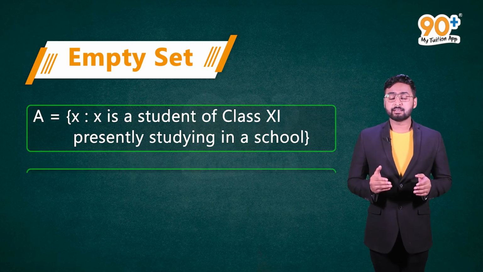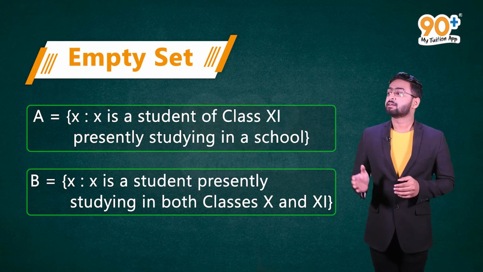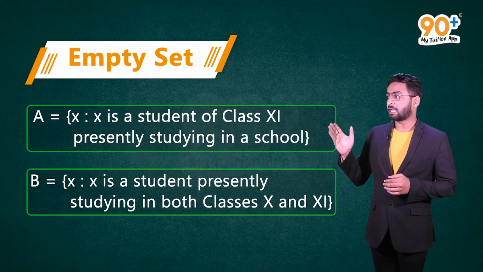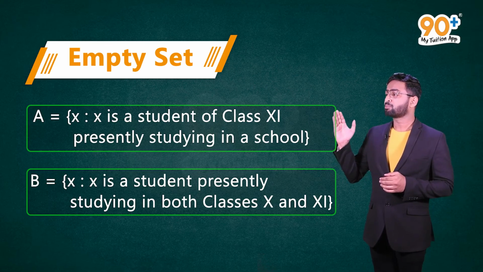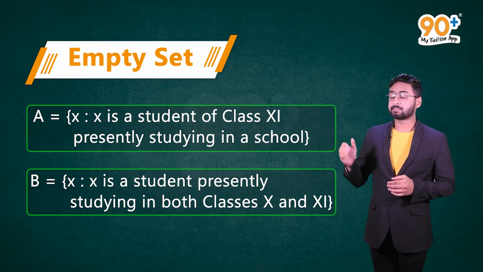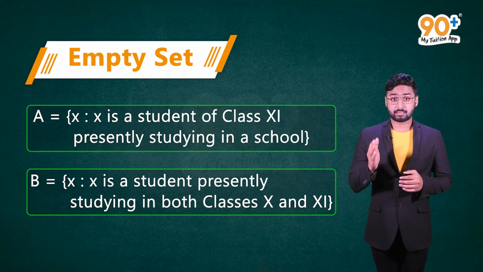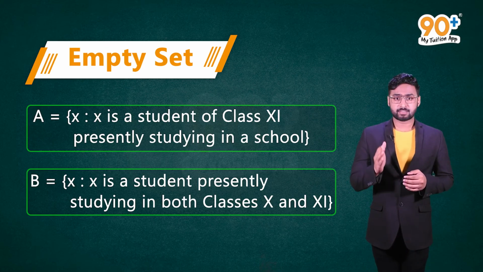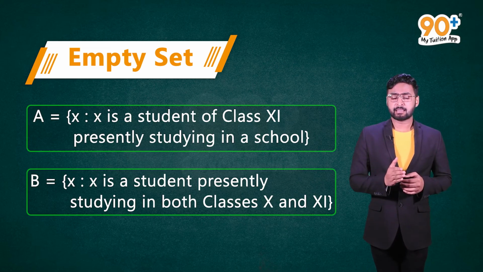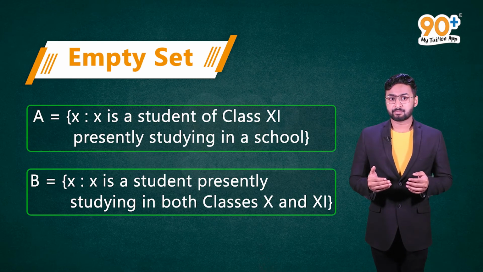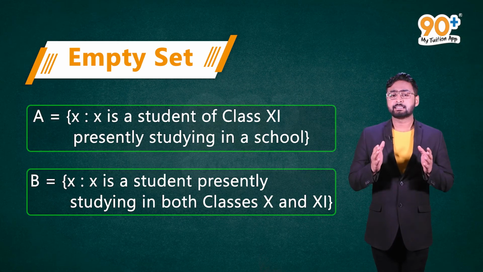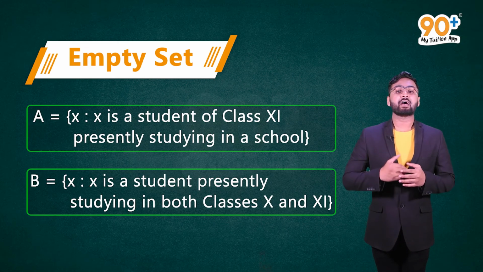Now let us consider another set B, the set of all x such that x is a student presently studying in both classes 10 and 11. That does not make sense, right? A student cannot study in both the classes 10 and 11 at the same time. So we can say that this set contains no element at all.